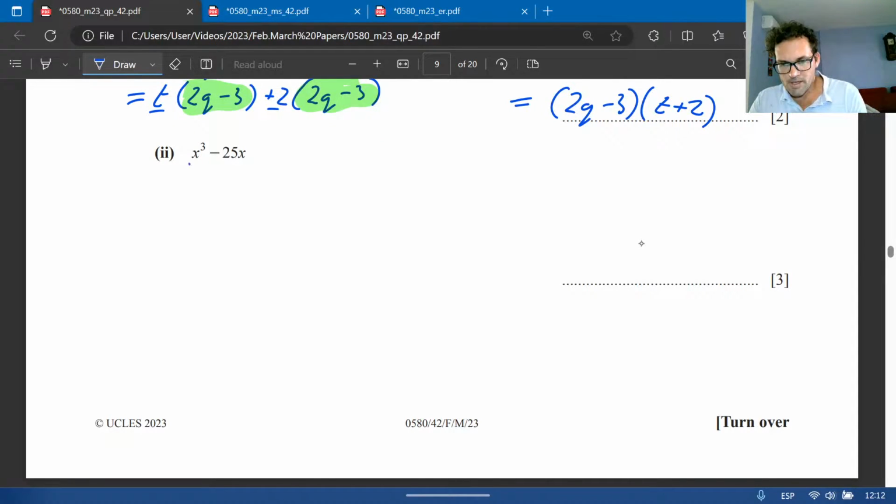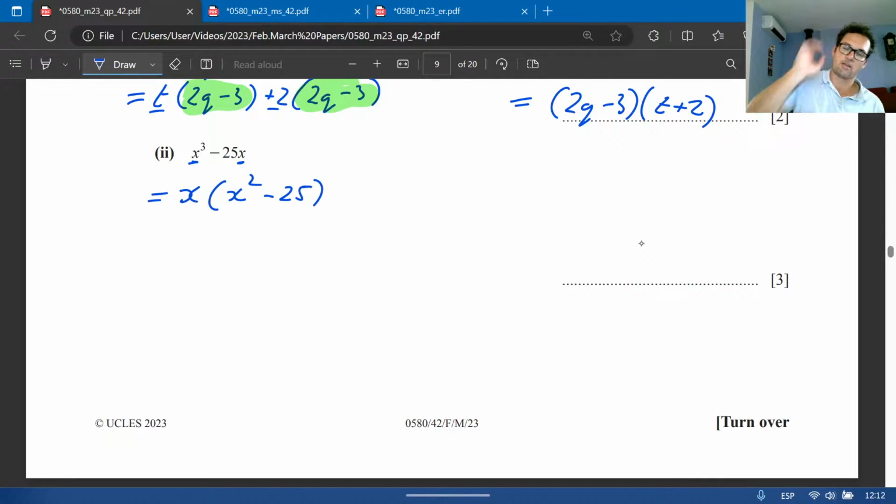Common factor here is an x. We can take one x from there and that one x there. So we take one of those x's there, we're left with x squared, because x times x squared is x cubed. And we take the 1 from the 25, so common factor x. Nice. 3 marks, so this cannot be it.